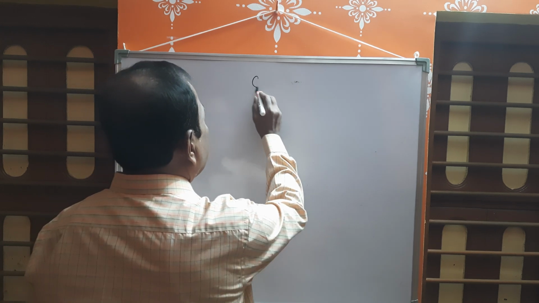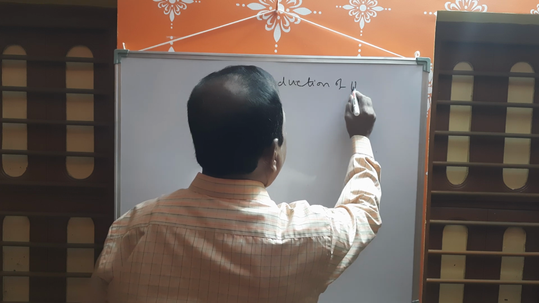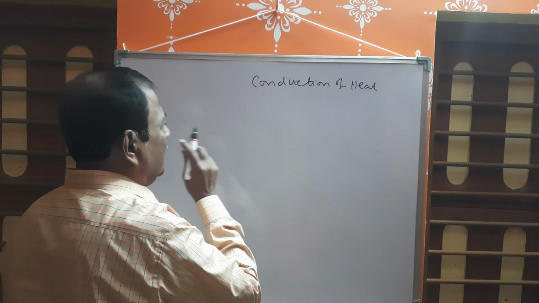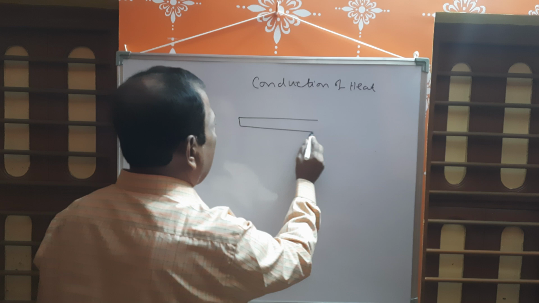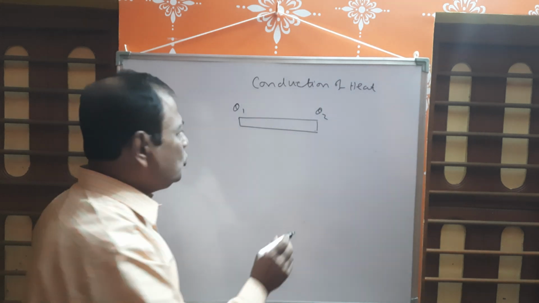Already I have discussed the different forms of heat transfer in my previous lecture. I was starting the conduction of heat. This is the conduction of heat. That is the rod. This temperature is theta 1, this temperature is theta 2.